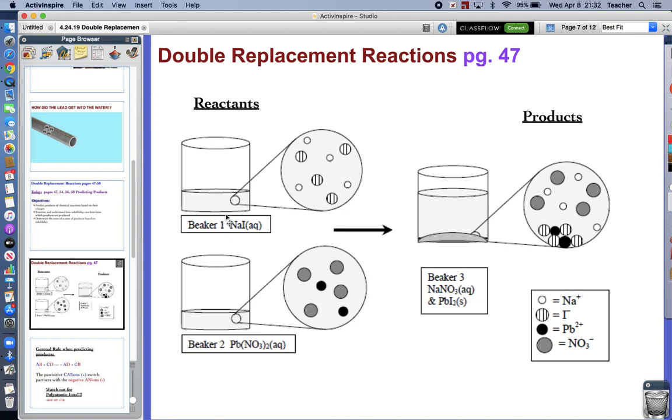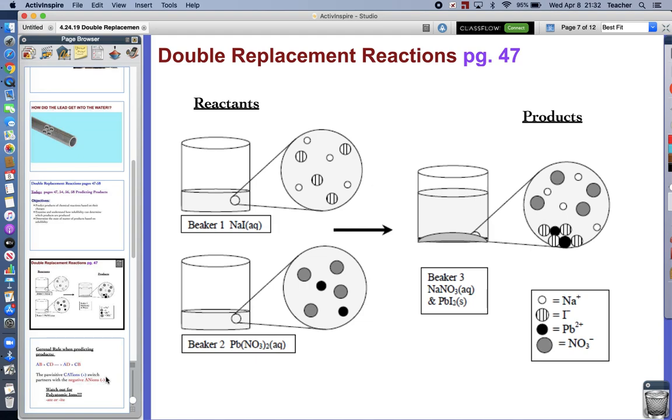If you notice, sodium iodide, its state of matter is listed here. It is aqueous. Notice how you see an aqueous solution here, dissolved within water. And you've got lead II nitrate in an aqueous solution as well. These are our reactants. And notice our products form and how we see that sodium has now bonded with nitrate and lead is now bonded with iodide. It's pretty simple to understand the pattern, but let's just give a quick review of what it means.